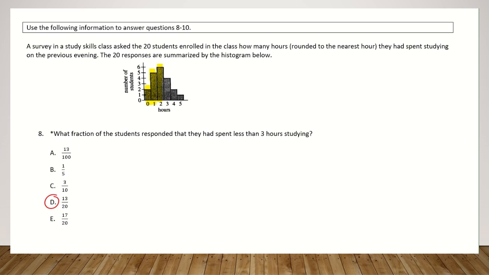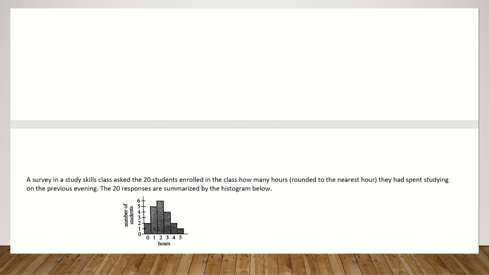All right, so we have in here that 6 students studied for 2 hours, 5 studied for 1, and 2 studied for 0 hours, and there were 20 students total. Right, so 6 plus 5 plus 2 is 13 out of 20, choice D.